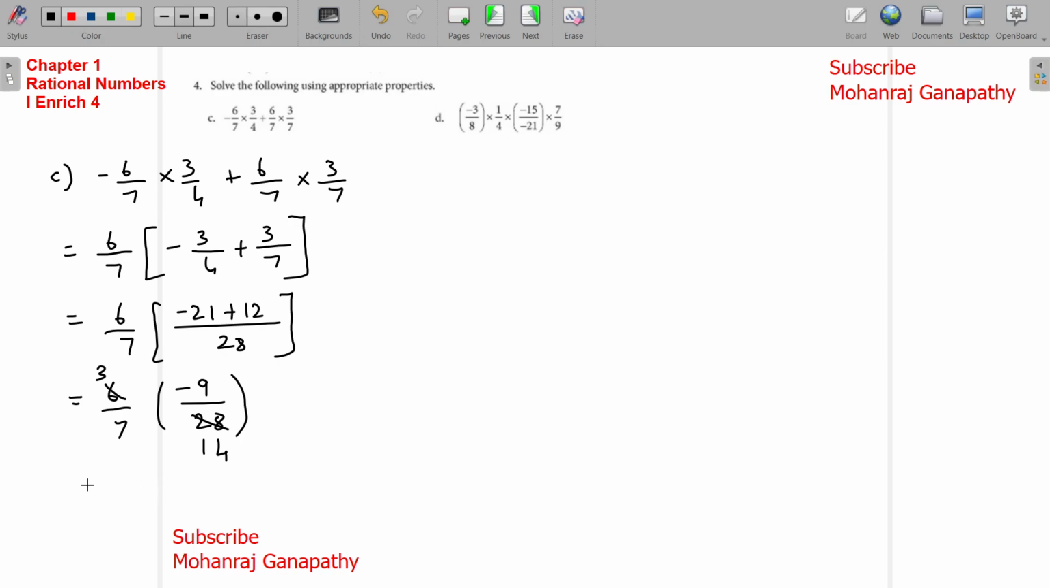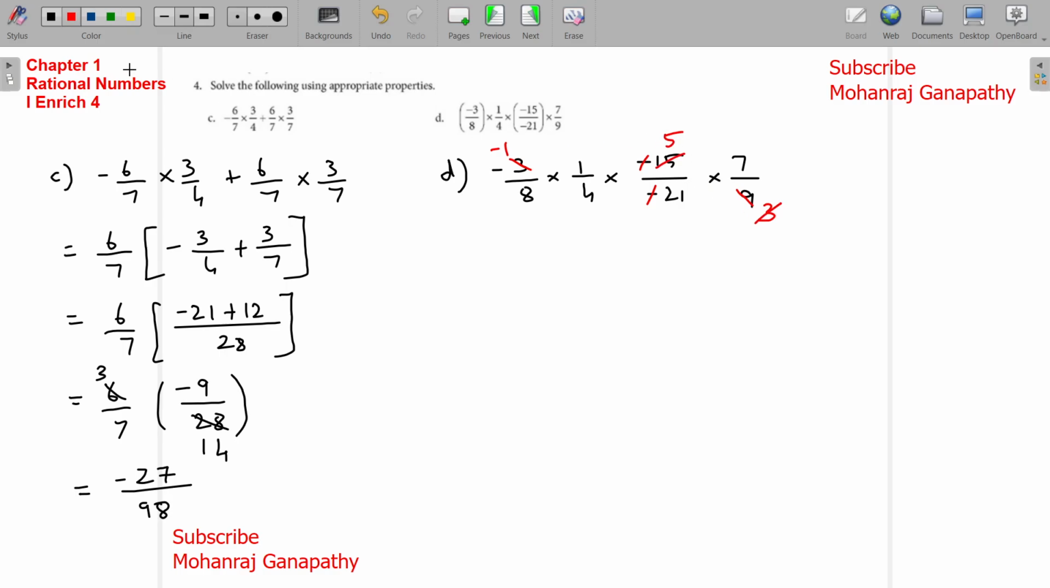So minus 27 divided by 98. D sum. Minus 3 by 8 into 1 by 4 into minus 15 by minus 21 into 7 by 9. First of all, cancel this. Now, minus 1 into 3 is 3. Minus 3. 3 3s are 9. 3 5s are 15. Nothing can be cancelled.